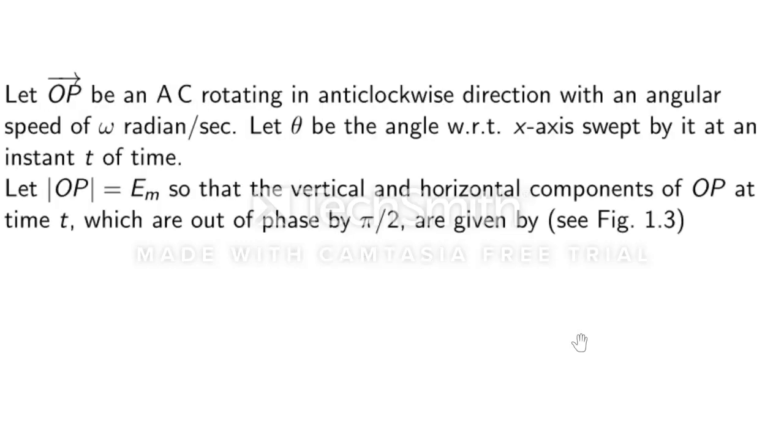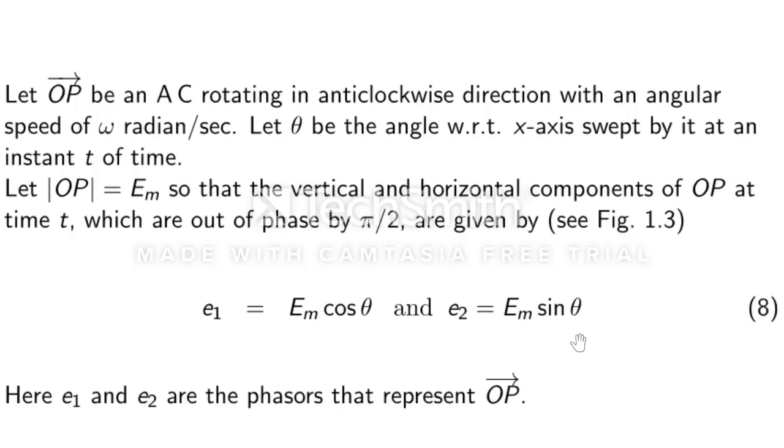Let OP be equal to EM so that the vertical and horizontal components of OP at time t, which are out of phase by pi by 2, are given by the expression E1 is equal to EM times cos theta and E2 is equal to EM times sin theta. Here E1 and E2 are the phasors that represent the vector OP.